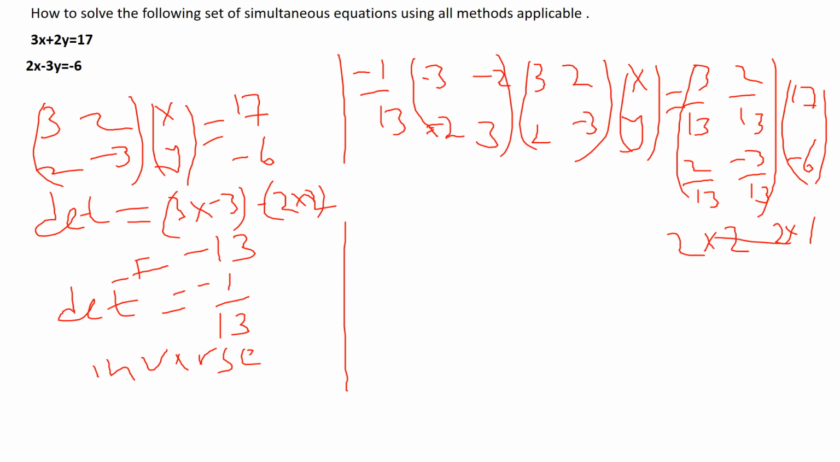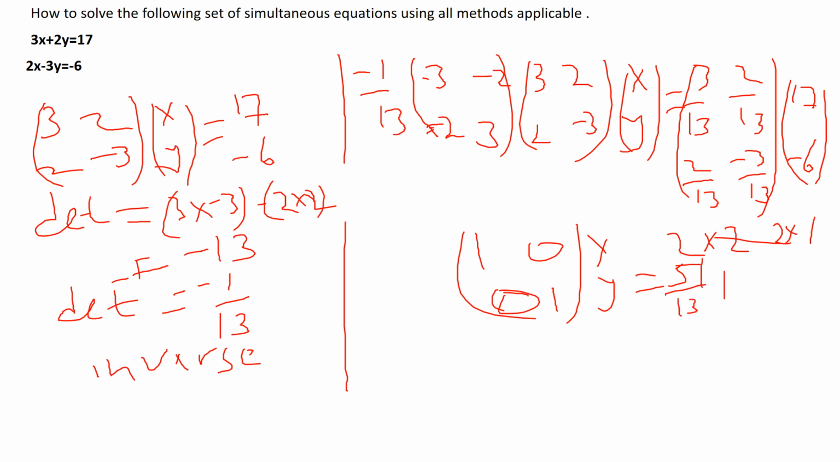So when you multiply a matrix by its inverse, you get an identity matrix, which is 1 0, then 0 1, and then x y. If we multiply these, we are supposed to multiply a row and a column. So it is 3 out of 13 multiplied by 17, which becomes 51 out of 13.